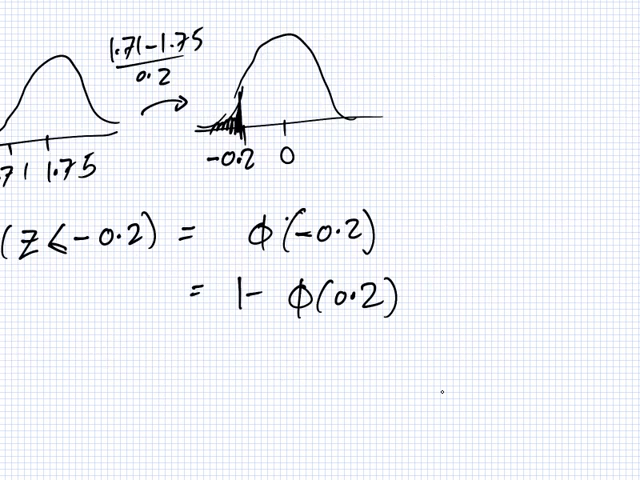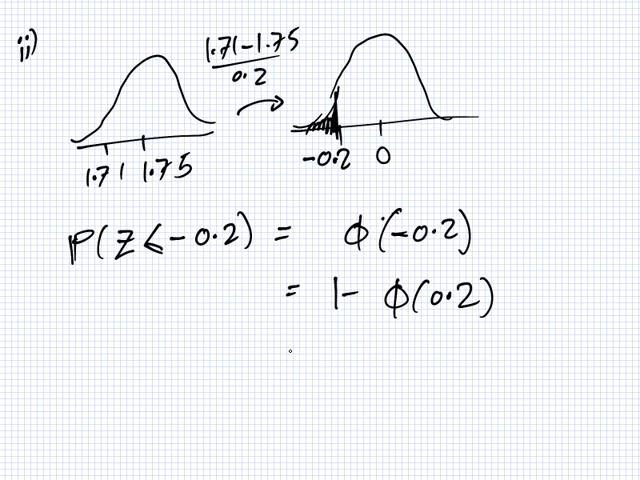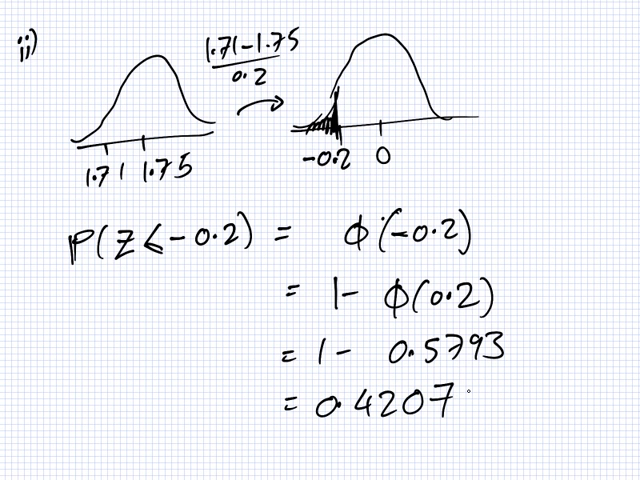Right, what's the table book for 0.2? 0.5793. Okay, so that would be nearly the same, isn't it? No, not. Okay, and then the next part.